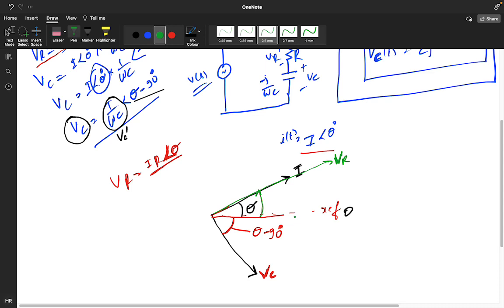Anyone having any doubt? Prasanna, any doubt? It's clear.